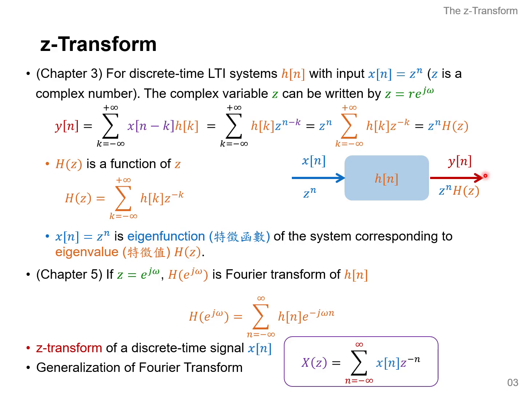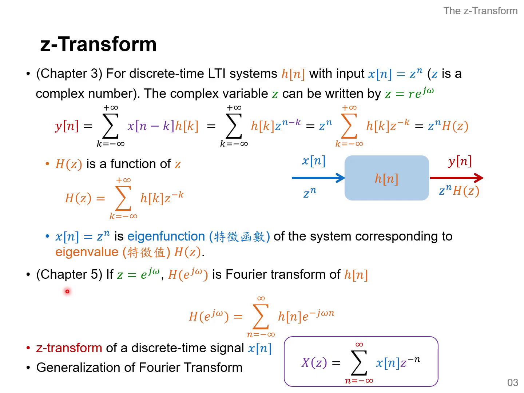The output of the system is this. The input and the output have the same basic signal Z to the n. Here, H of Z is a function of Z. It shows how the system behaves in the Z domain. We call x of n equals Z to the n an eigenfunction. The system gives a scaled version of the input. The scale value H of Z is the eigenvalue.